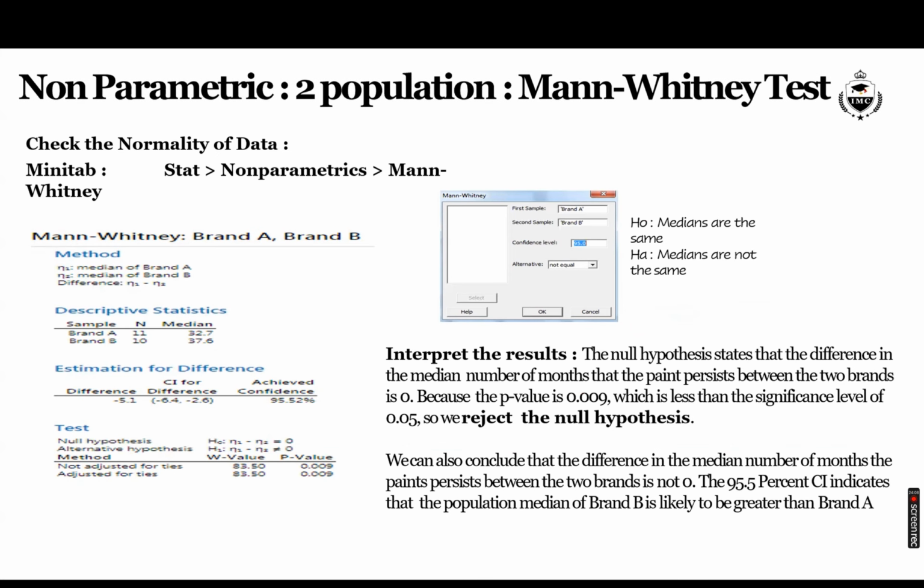The same way, we go to the Statistics menu, select Non-parametrics, and then select the Mann-Whitney test. Why the Mann-Whitney test? Whenever, for non-parametric data, there are two sets of data we compare, we call it the Mann-Whitney test. And here the p-value that we reach is 0.00, which is less than 0.05. So we reject the null hypothesis. The null hypothesis was that between the two brands there was no significant difference. So we reject that, which means the two brands of paint are significantly different.